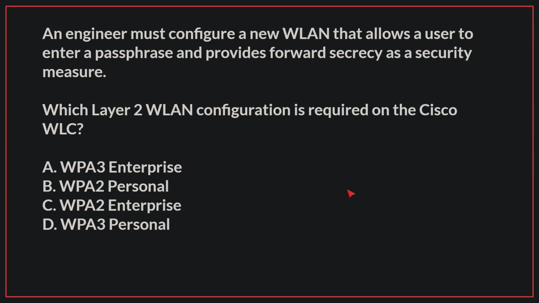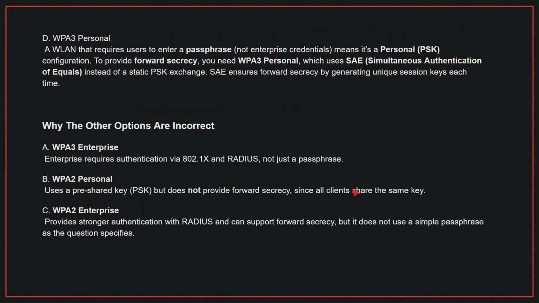An engineer must configure a new WLAN that allows a user to enter a passphrase and provides forward secrecy as a security measure. Which Layer 2 WLAN configuration is required on the Cisco WLC? The correct answer is D. WPA3 Personal. A WLAN that requires users to enter a passphrase means it's a personal configuration. To provide forward secrecy, you need WPA3 Personal, which uses SAE instead of a static PSK exchange. SAE ensures forward secrecy by generating unique session keys each time.